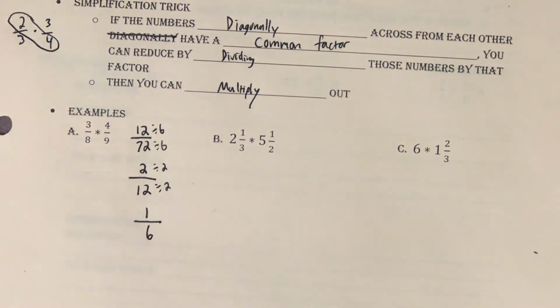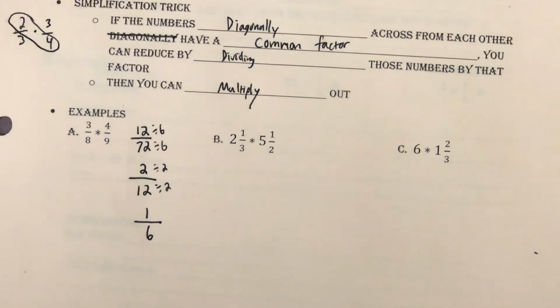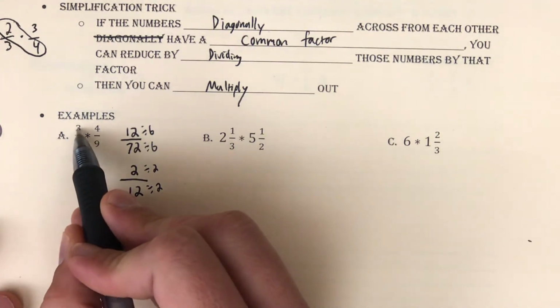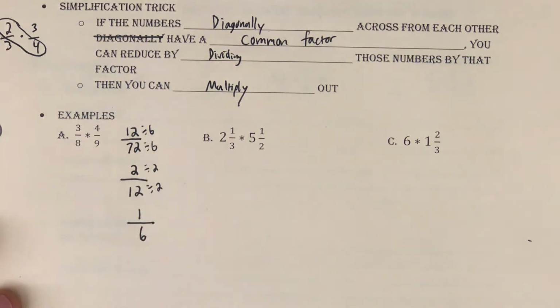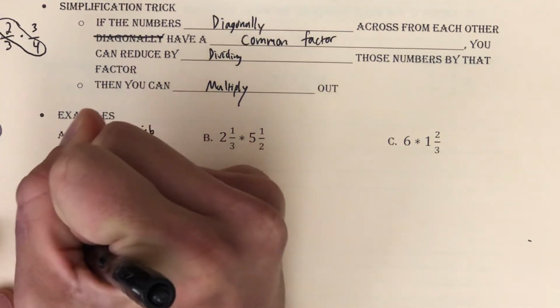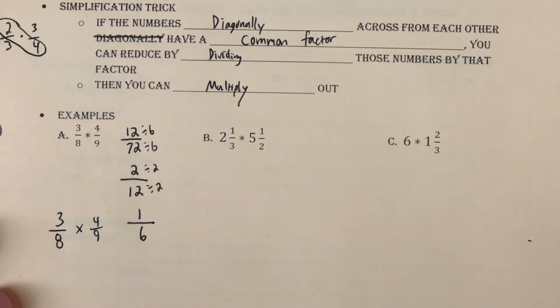All right, so now as I'm going to look at these and work them out, I'm going to show us if we use this simplification trick that we were talking about. So if we look to simplify diagonally, how does that work? First thing I'm going to look at is this diagonal of 3 and 9. Is there a number that goes evenly into both? Well, I know that 3 goes evenly into 3 and it goes evenly into 9. So I'm going to go ahead and do that. I'm going to write it down over to this side. 3 over 8 times 4 over 9.